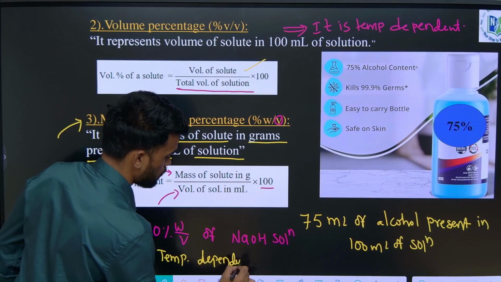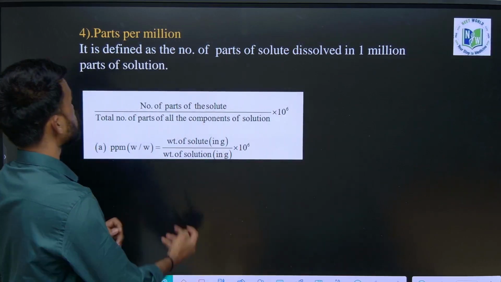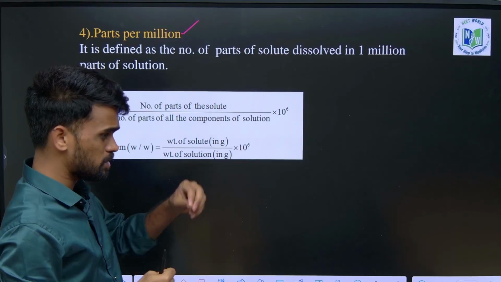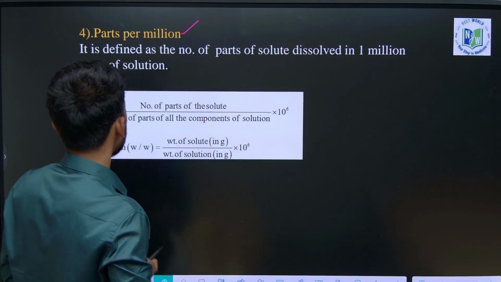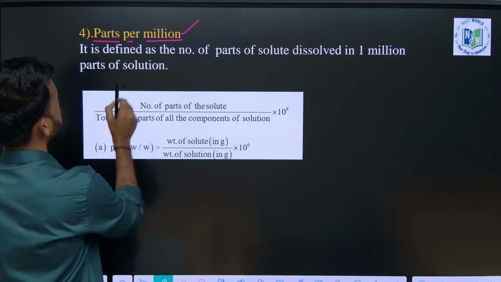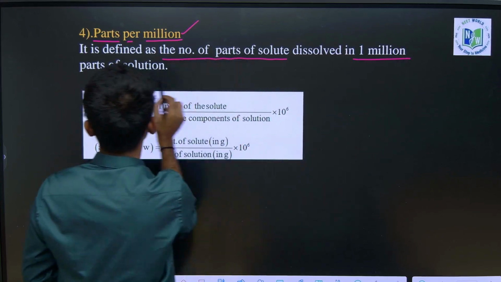You can write like this. Okay, then next, when it comes to parts per million, this can be used to express very minute concentration terms. So here, see how we express parts per million. It is defined as the number of parts of solute dissolved in 1 million parts of solution.